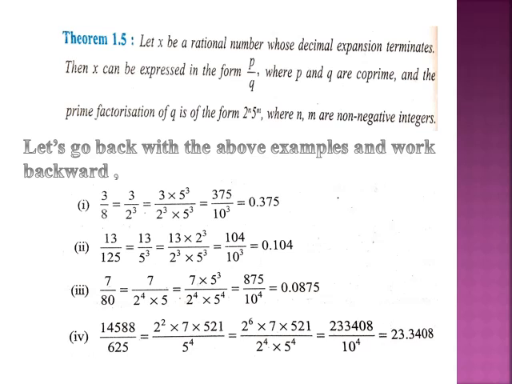Second question, the answer is 13 upon 125. 125 is nothing but 5 raised to the power 3. So we multiply and divide by 2 raised to the power 3, so that we get 10 raised to the power 3. Multiplying the numerator 13 by 8, we get 104 upon 1000, so again it comes back as 0.104. In the same way the third gives back 0.0875, and the fourth 23.3408. So going backward, from the rational number we get the terminating decimal.